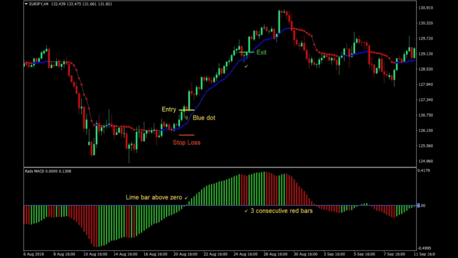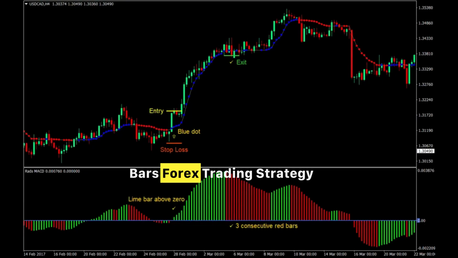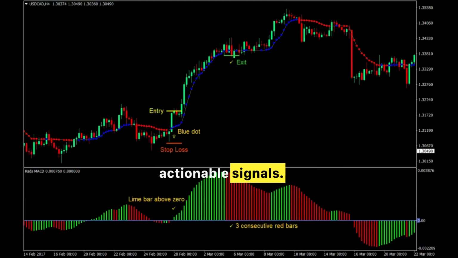Struggling to find reliable entry points in Forex? What if the market could tell you when to buy or sell without guessing? This strategy uses color-coded RADS bars to simplify entries. This is the RADS Bars Forex Trading Strategy, designed to turn messy charts into clear, actionable signals.